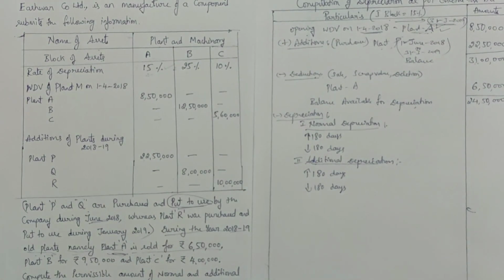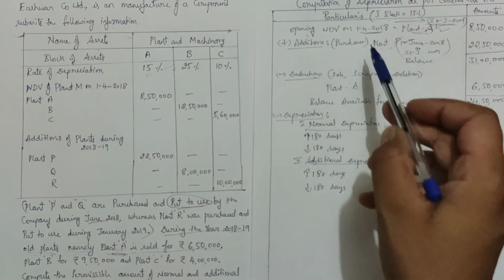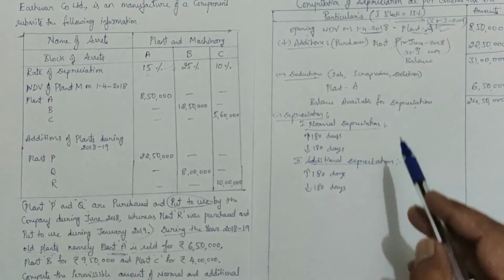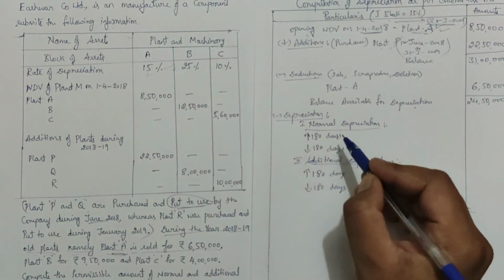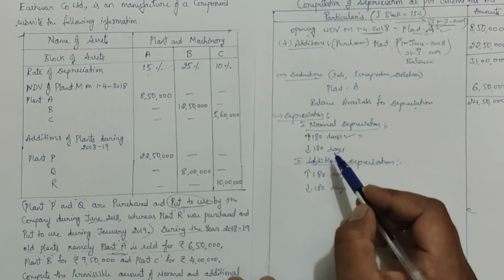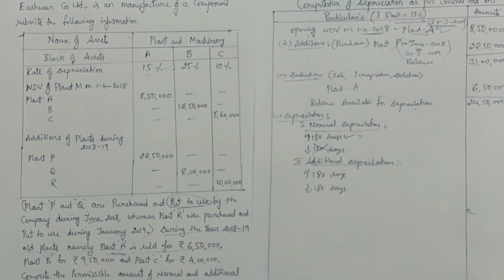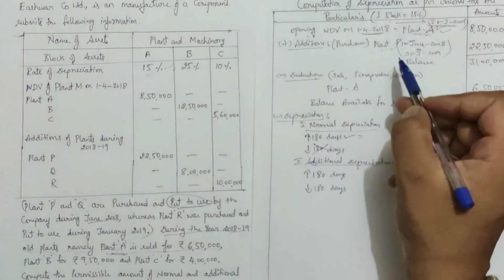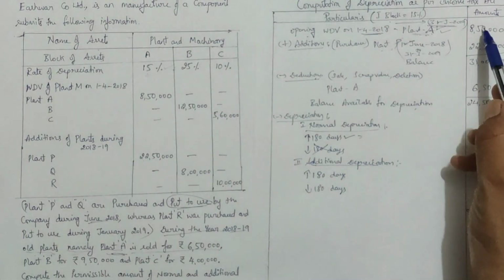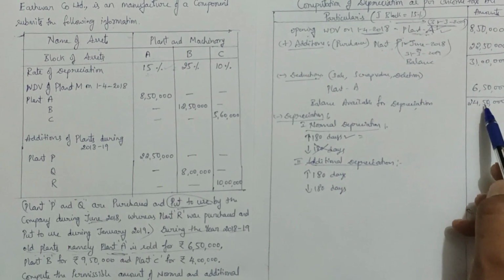So how many days will we get? You can calculate from June: June, July, August, September, October, November, December, January, February, March. So almost we'll get 10 months, right? That means nearly 300 days, so that is more than 180 days. So both plant A and plant B have more than 180 days, right? So no need of taking less than 180 days because both plants have more than 180 days. So both are already calculated here and we got this amount.